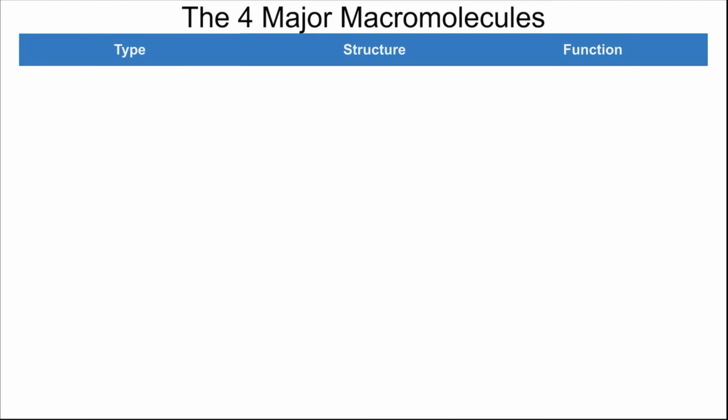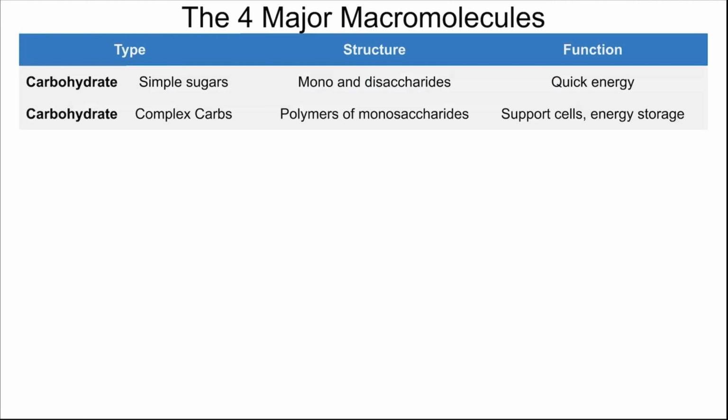Now that we've talked about atoms and the ways that atoms can interact with each other, let's talk about 4 major macromolecules. The theme of macromolecules will occur repeatedly during the semester, so it's something that you really want to get a hang of. The first macromolecule we'll talk about are carbohydrates.